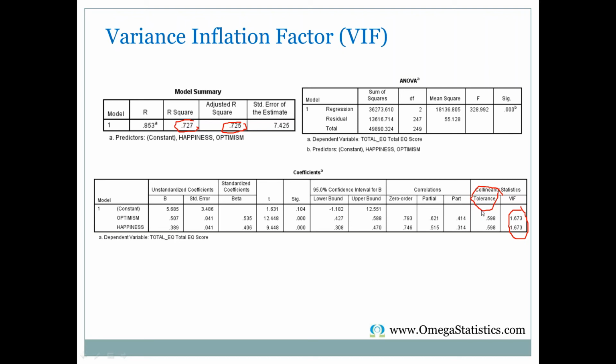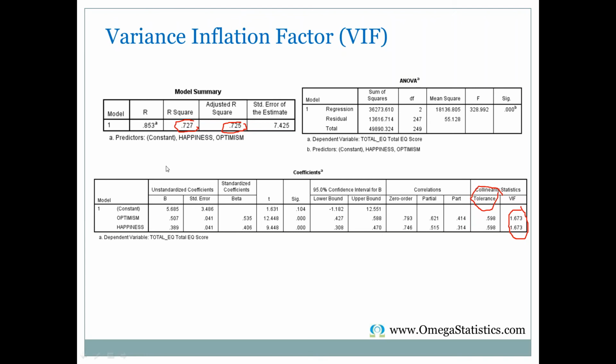I wanted to show one other neat little thing here. You might have this R squared value, but you're saying, okay, the two predictors as a whole are contributing about 73% of the variability to the emotional intelligence outcome.